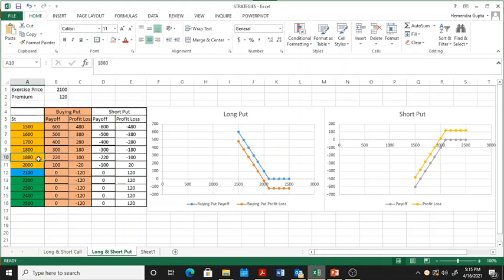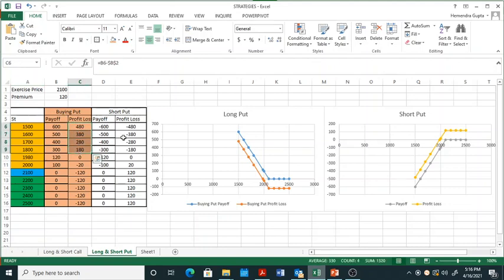So let's say the price becomes 1980. If the price is 1980, his payoff is plus 120, but since he has paid the premium of 120, this is the break-even point for the buyer of a put option. So the buyer of a put option will make money in this case as long as the stock is below 1980. As the stock starts falling below 1980, his profits will start becoming positive.